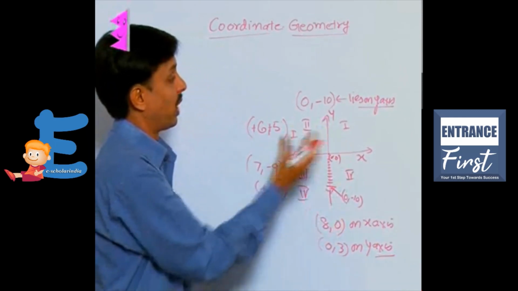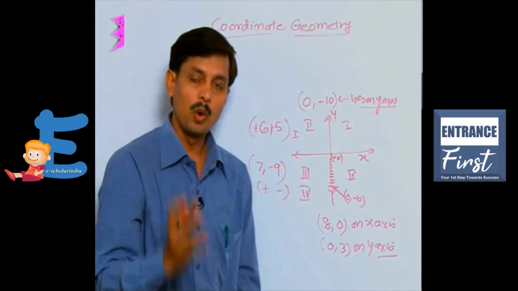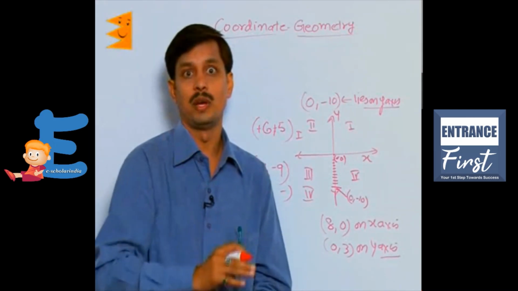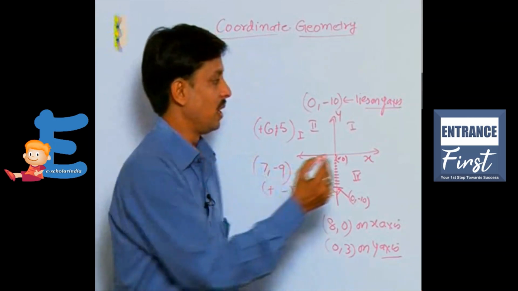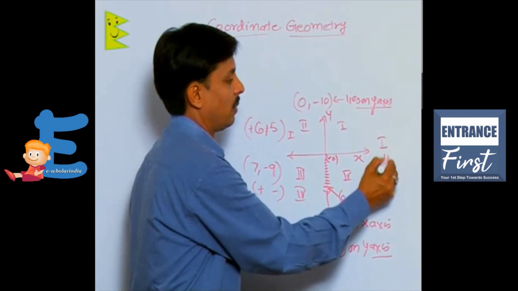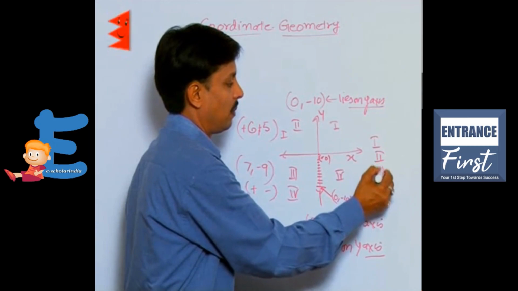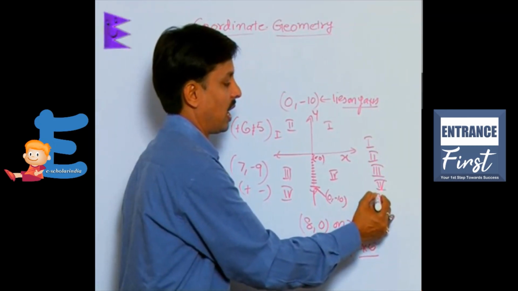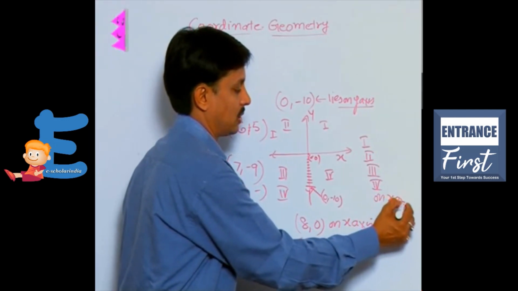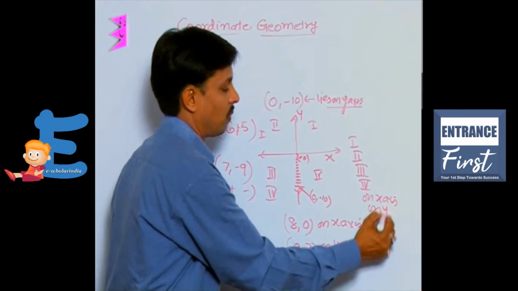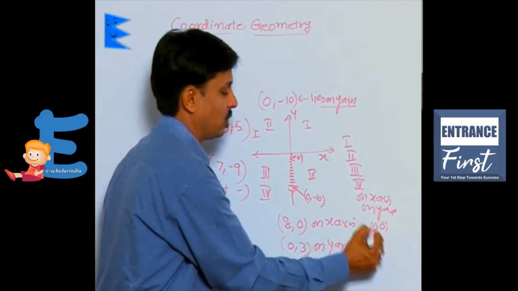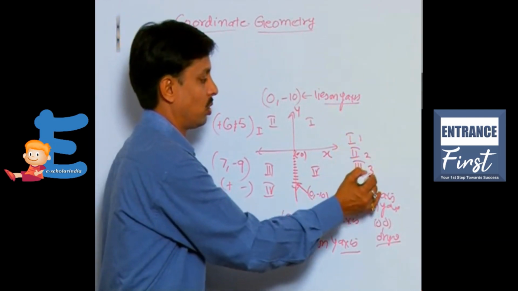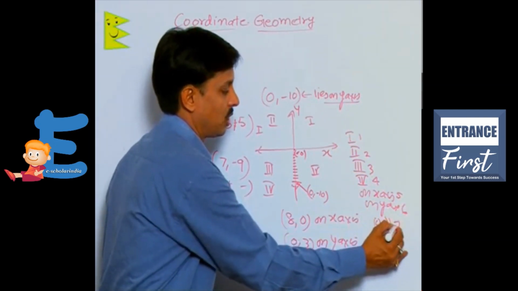So ultimately what is coming? That the point can be located in how many positions? 7. What are these? The point can be in the first quadrant, the second quadrant, the third quadrant, or the fourth quadrant, or it can lie on the x-axis. It can lie on the y-axis. And if it is (0, 0), it lies on the origin. So 1, 2, 3, 4, 5, 6, 7.